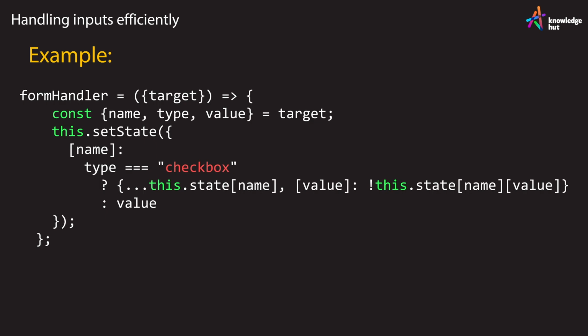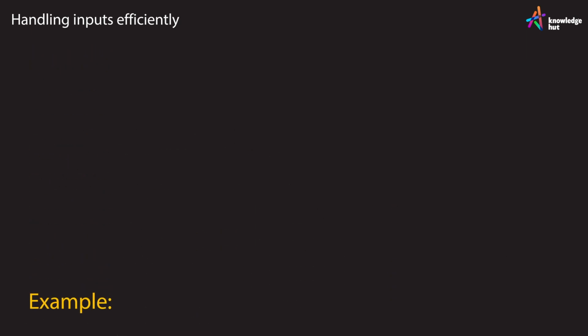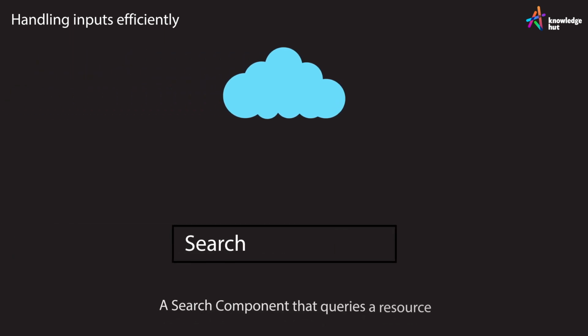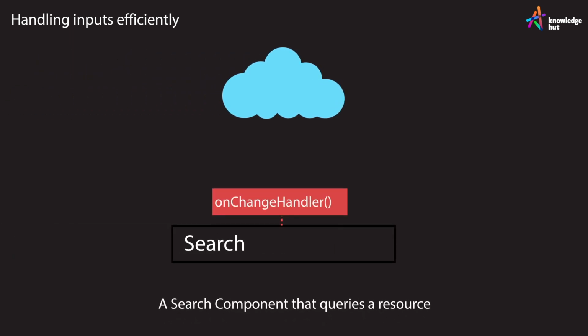This brings us to the second part of this video. Imagine you've built a search component that is required to run a query against a database or an API as you're typing in. The default behavior in this case is that our queries are run every single time the user types in the form field.